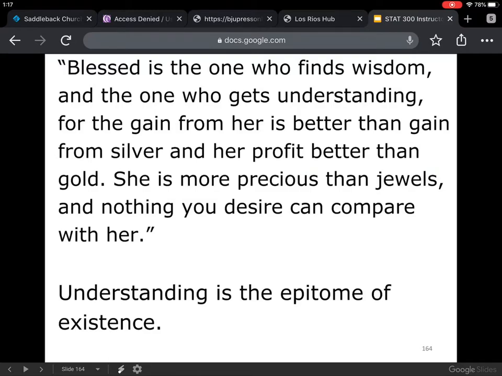Here's the proverb for this section. Blessed is the one who finds wisdom and the one who gets understanding, for the gain from her is better than gain from silver, and her profit better than gold. Wisdom, she is more precious than jewels, and nothing you desire can compare with her. In short terms, understanding is the epitome of existence.